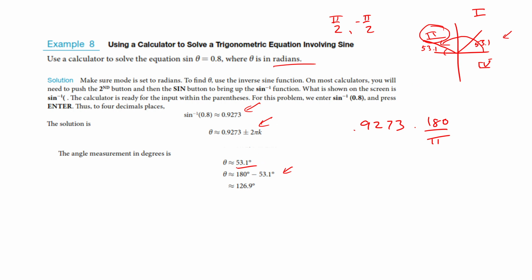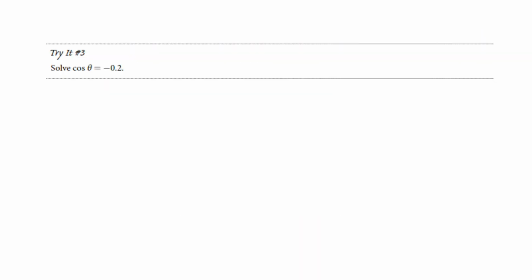So I changed this value to degrees just by converting it here. And I thought of 53.1 like a reference angle. And if I think of it like a reference angle, the second angle that would get the same value of sine in quadrant 2 is 180 minus 53.1, or 126.9. Okay, needlessly confusing, but I hope that made some sense.